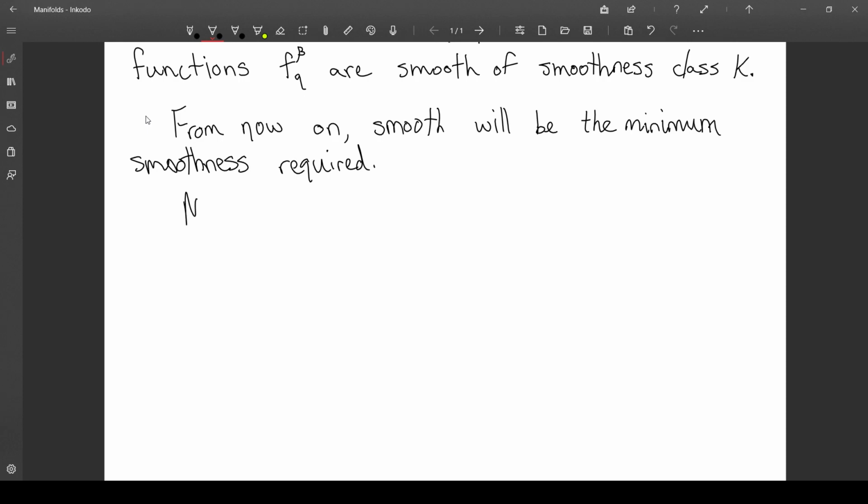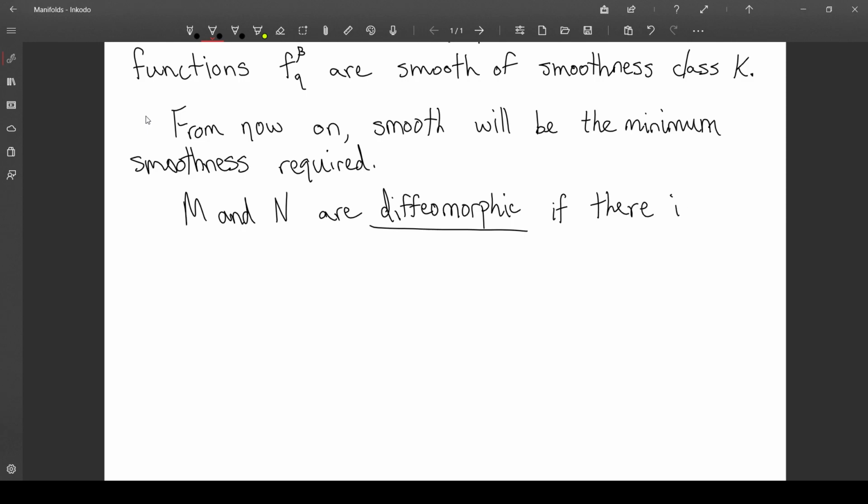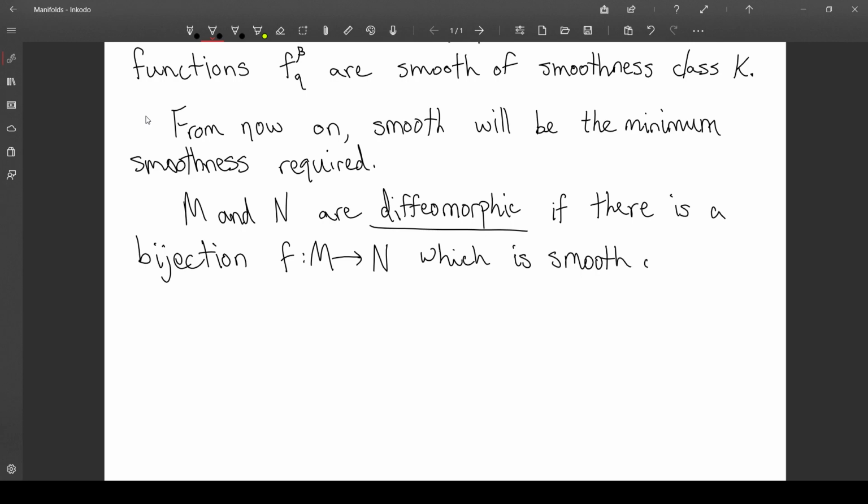So we would say M and N are diffeomorphic if there is a bijection f from M to N which is smooth, of smoothness class K at least 1, right?